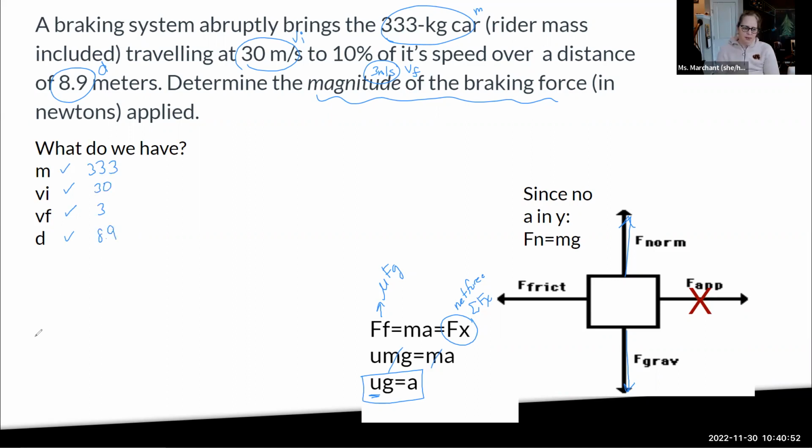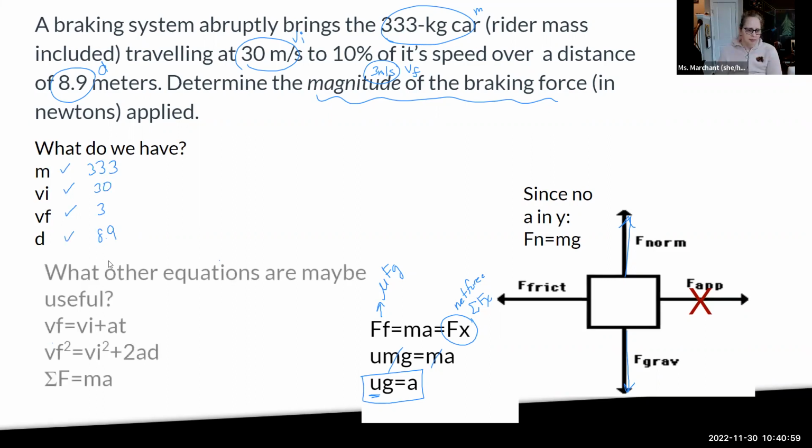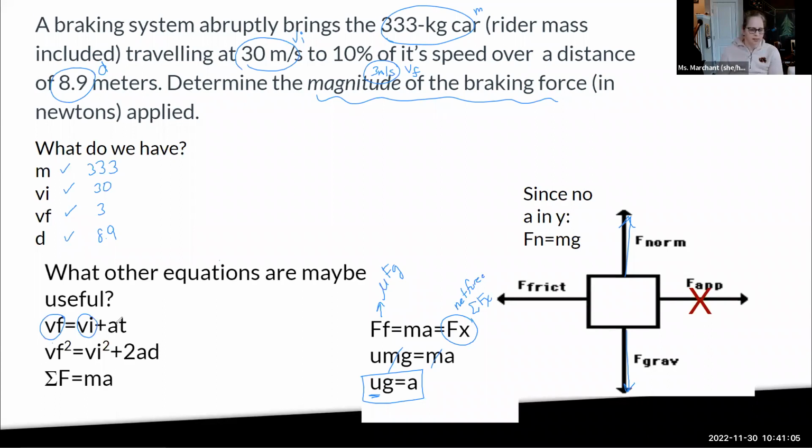Is there any other equations that use that? Let's look. Do I have a velocity final? Yes. Do we have a velocity initial? Yes. Do we have a time? No. Do we have an acceleration? No. I know it's mu g, but I don't know mu, so I can keep that in the back of my brain in case I need it later.